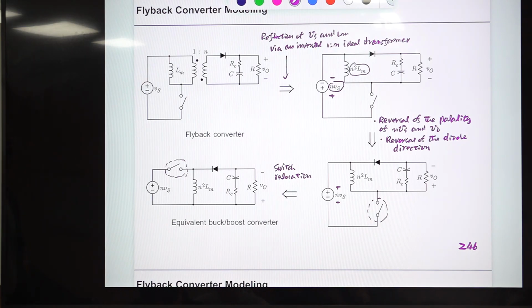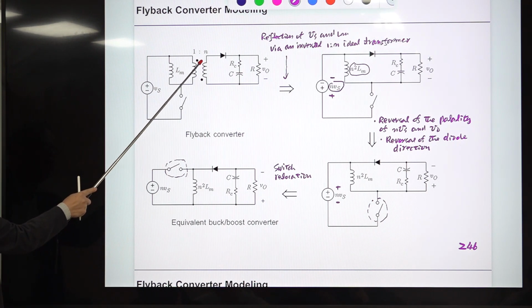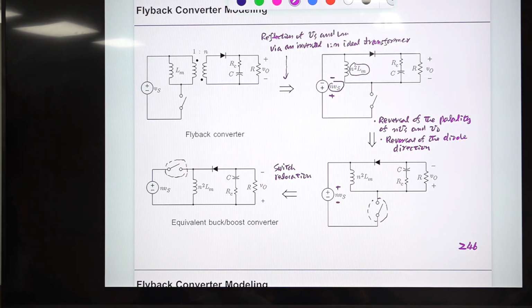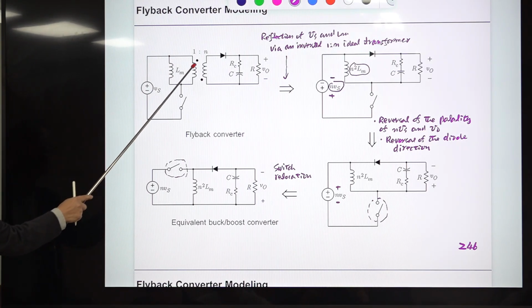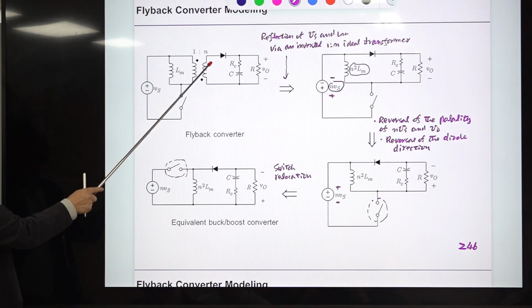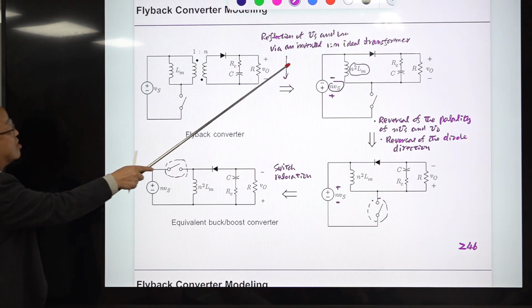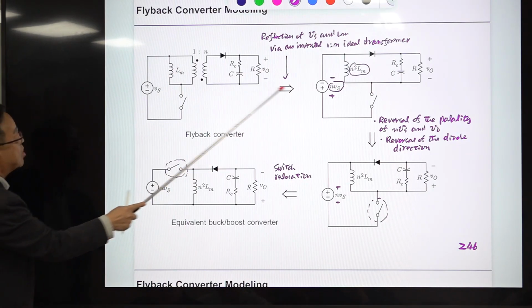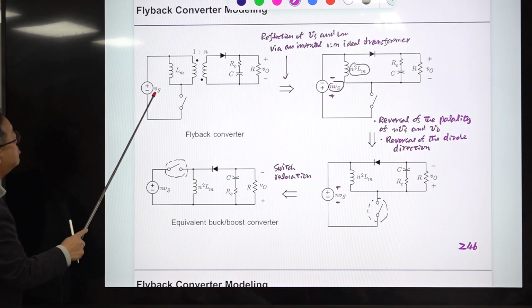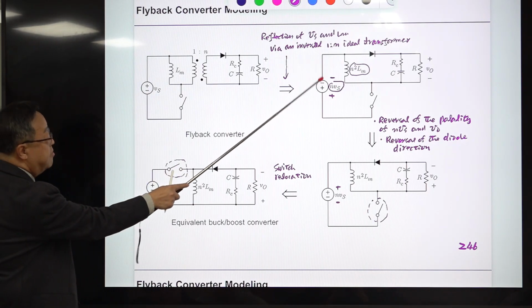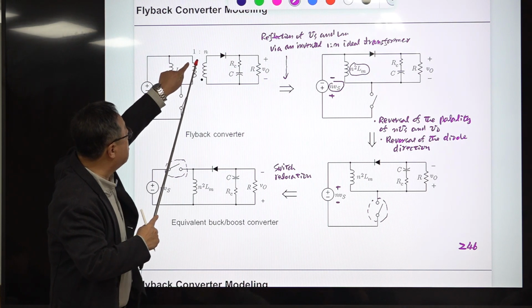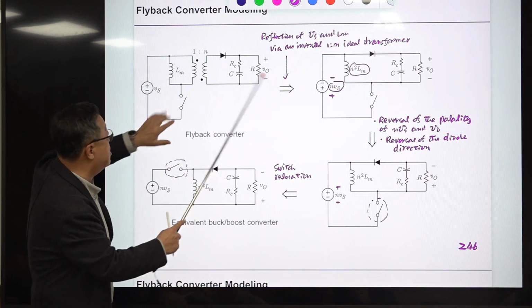Just follow me. So you have Lm here, and you have VS, and this is inverted. What I mean is the dot. Usually the dot is here, then the other dot is usually here, but this one is here. This is the configuration of the flyback converter. Then you reflect the secondary side of this ideal transformer, an inverted 1-to-n ideal transformer. Then Rm becomes n squared Rm, and this becomes nVS. This polarity is inverted because one dot is here, the other dot is here. So this is the same circuit.